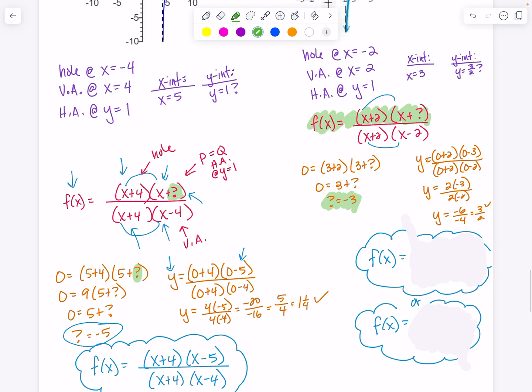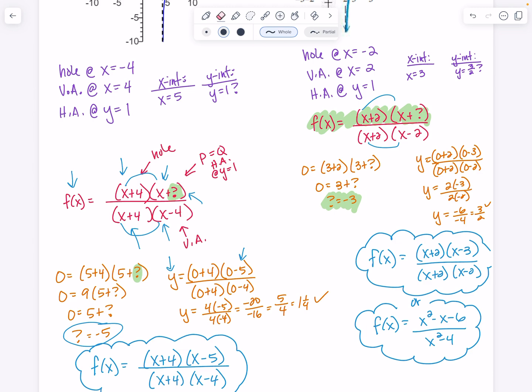So my final function factored version would be an x plus 2 times x minus 3 on the top, on the numerator, and an x plus 2, x minus 2 on my denominator. A FOILed out version would be an x squared minus 1x minus 6 on the top over x squared minus 4 on the bottom.